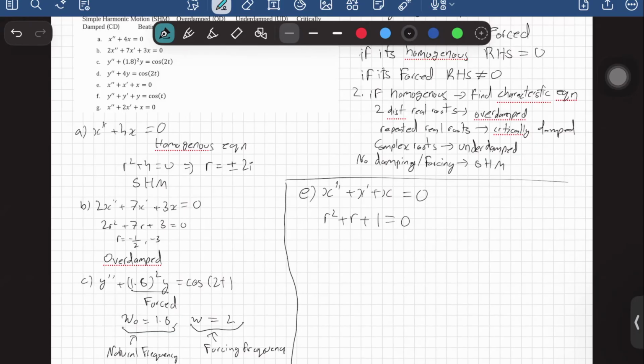That is our quadratic formula, right? What we end up getting when we solve this is r equals negative 1 over 2 plus minus square root of 3 over 2 iota.